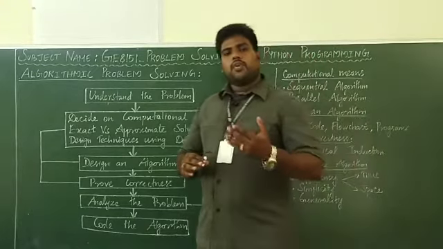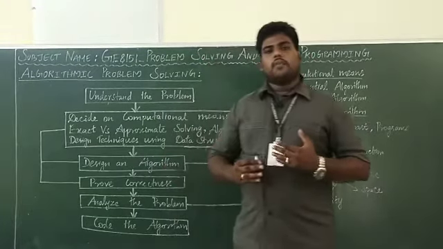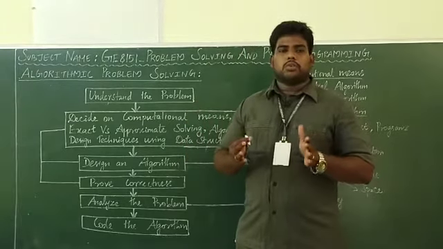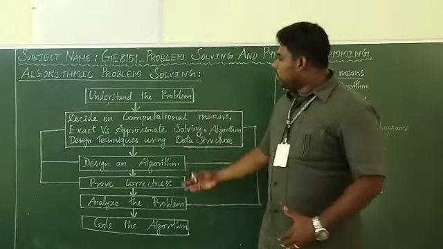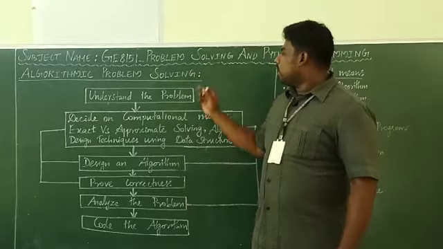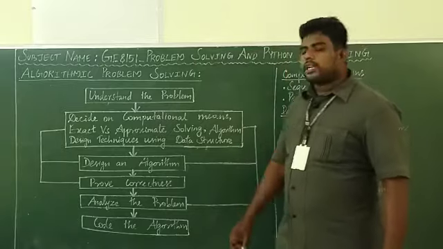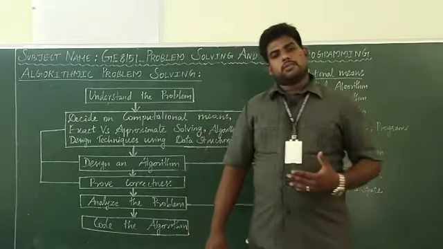So before writing the algorithm, we have to follow some steps. For finding the solution, we have to follow these steps. That is called algorithmic problem solving. The first step is understanding the problem. What is understanding the problem?